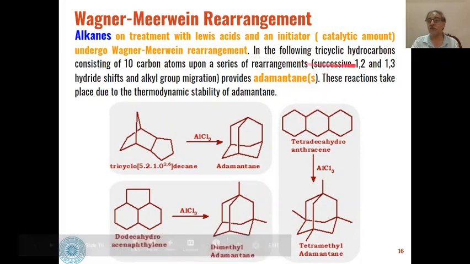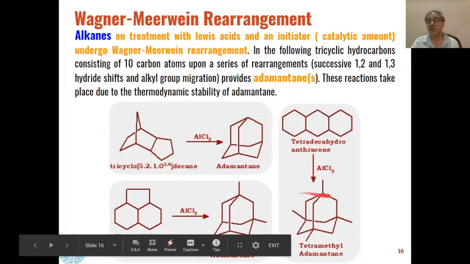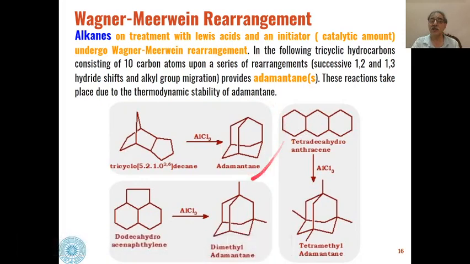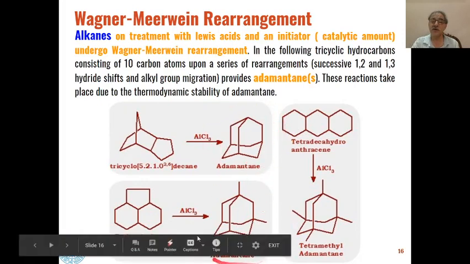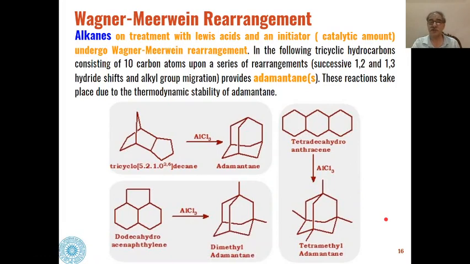So in all these reactions, successive 1,2 or 1,3 hydride shifts or alkyl shifts take place to give us these types of adamantanes. And the exact mechanism of these conversions is still not known, but the only thing confirmed is that these types of structures are converted into adamantane or adamantane derivatives, and the reaction involves Wagner Meerwein rearrangements.